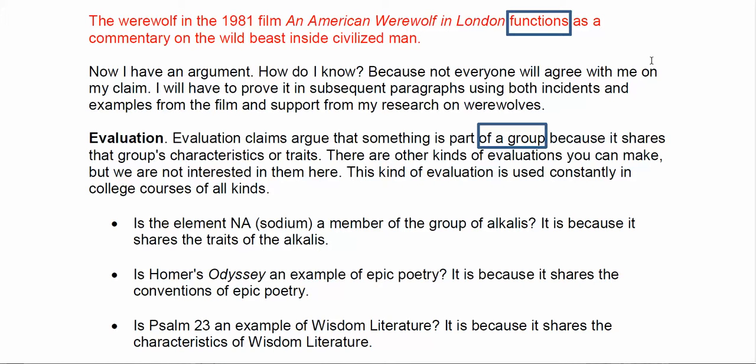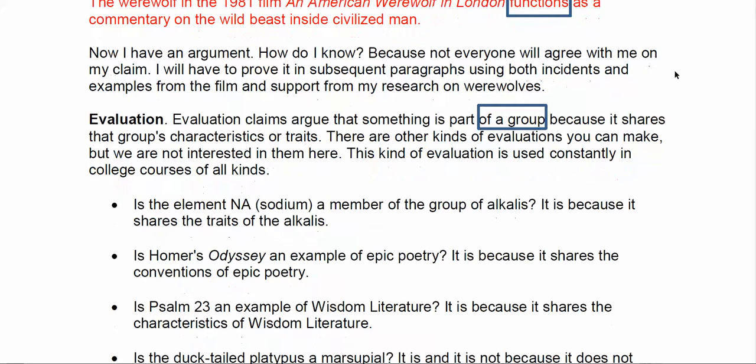For the second video here, I'm looking at evaluation. And evaluation claims that something is part of a group, and you notice I highlighted group here because that's the most important thing for you to take away. It's part of that group because it shares the group's characteristics or traits. And again, there are other kinds of evaluations, but this is the one that makes the most sense for college writing, particularly what we're doing this week.